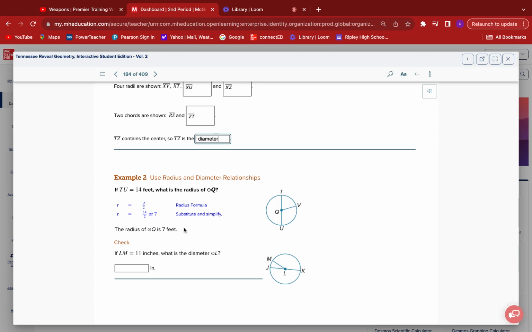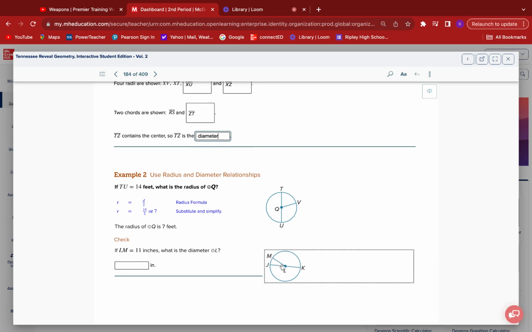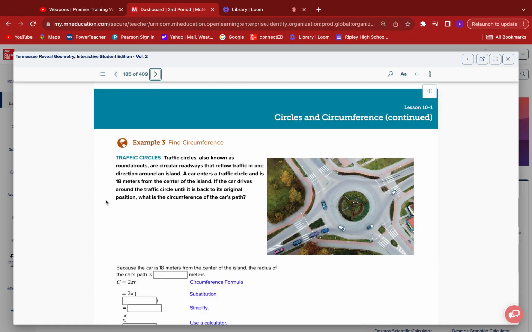All right, so the radius of circle Q is 7 feet. TU being the diameter, you would divide by 2 to get the radius. So Q to T is 7, Q to U is 7, and Q to V is 7. LM is the radius, which means L to J is the radius and L to K is the radius. What is the diameter? Well, if L to J is 11 and L to K is 11, then J to K would be 22. All right. Moving on to my next page, example number 3.